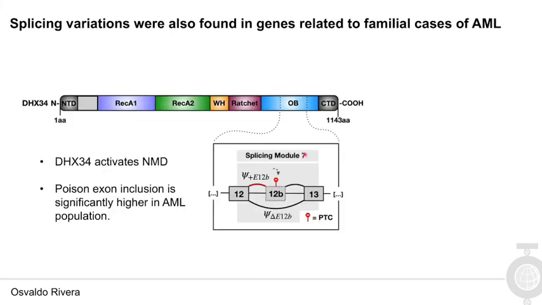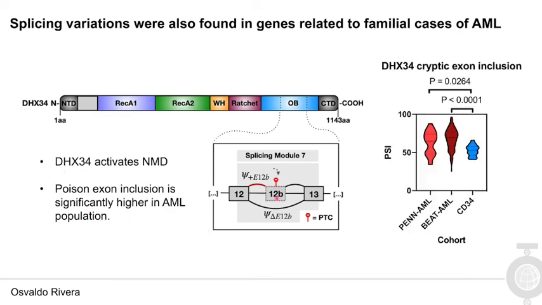In this data, we were particularly struck by the variable inclusion of a cryptic poison exon in the gene encoding DHX34. DHX34 is involved in activating nonsense-mediated decay via phosphorylation of UPF1. Inclusion of exon 12B, which introduces a PTC, is significantly higher in both AML cohorts when compared to CD34 normal myeloid cells. Inclusion of exon 12B is expected to lead to a loss of DHX34 protein and consequently a downregulation of the nonsense-mediated decay pathway.